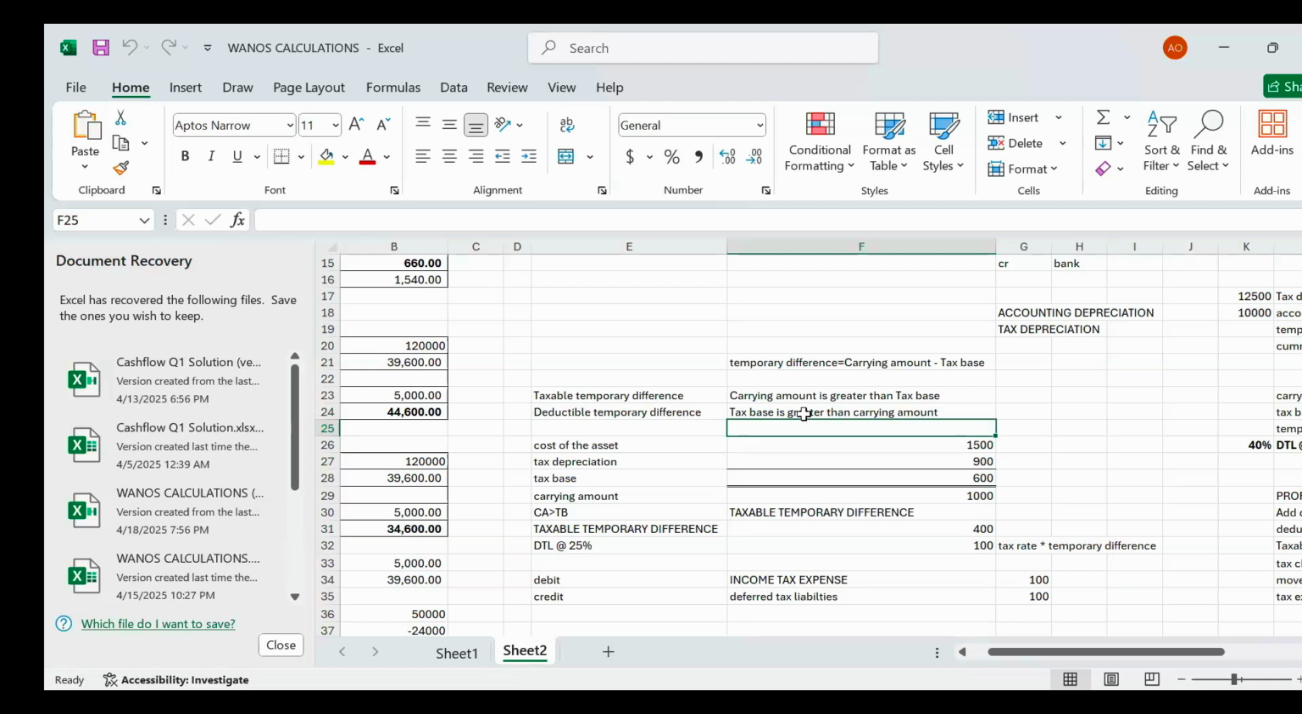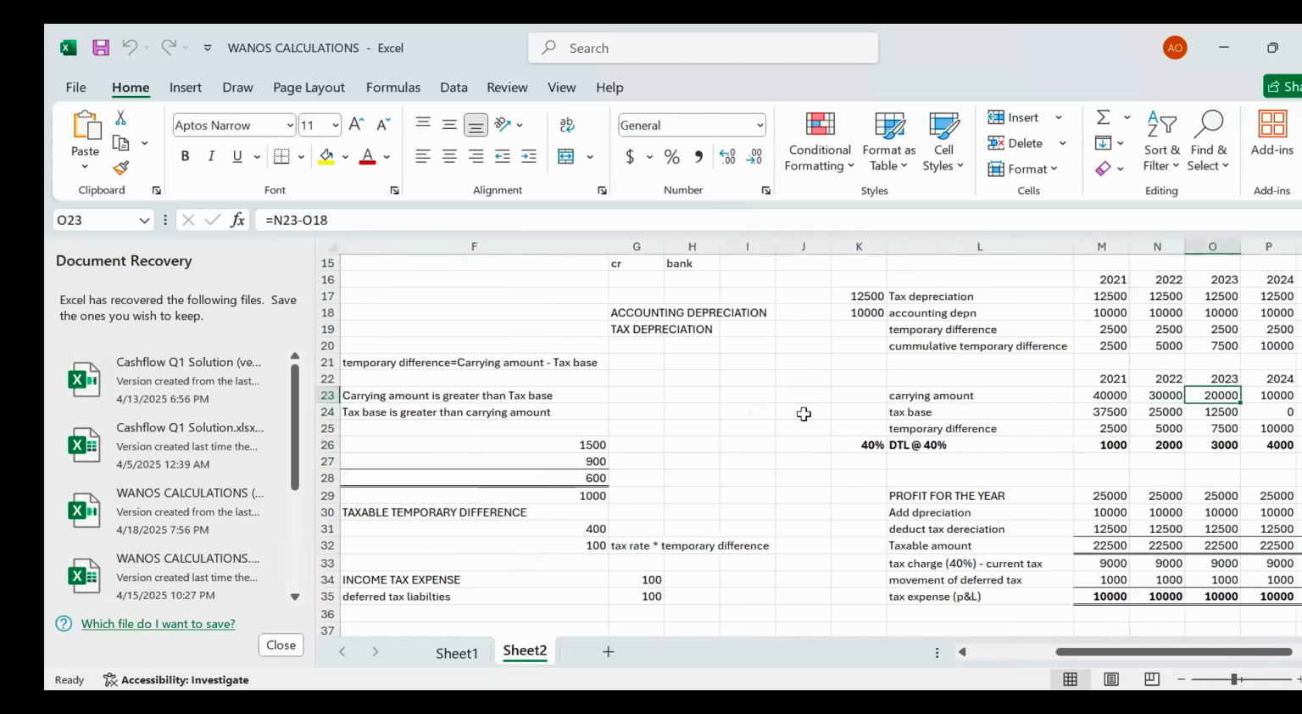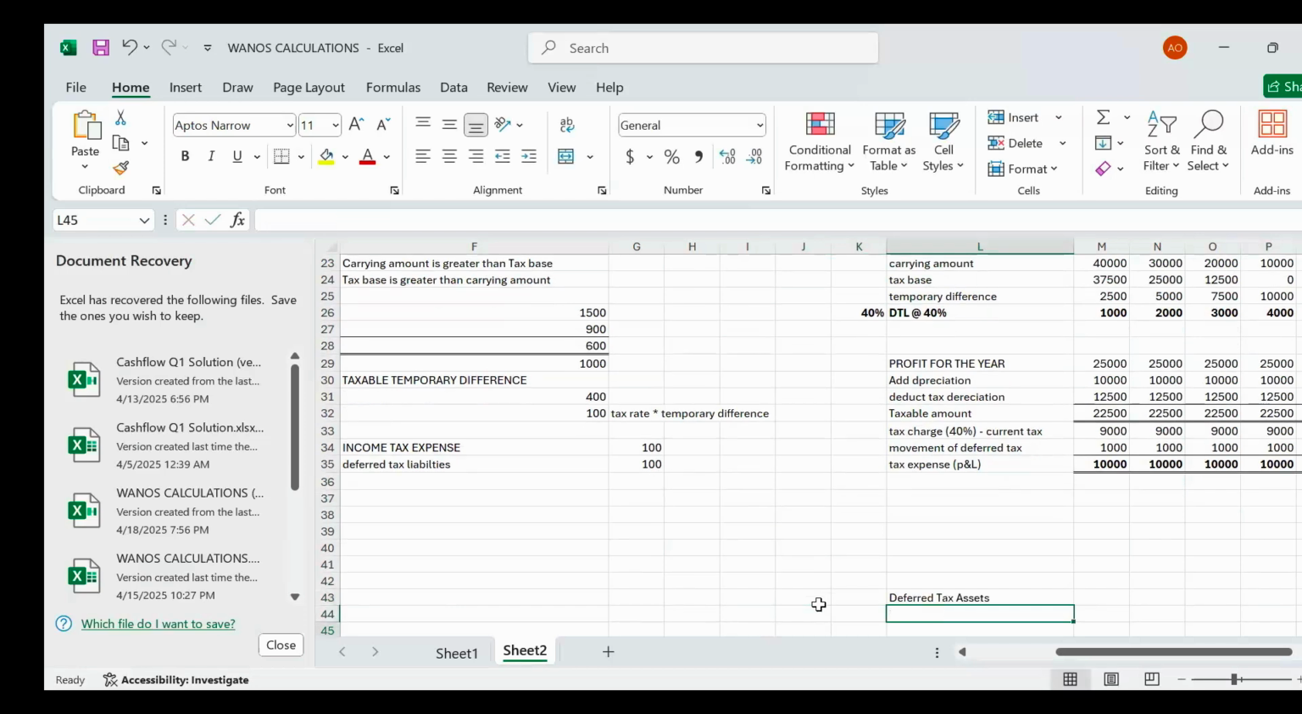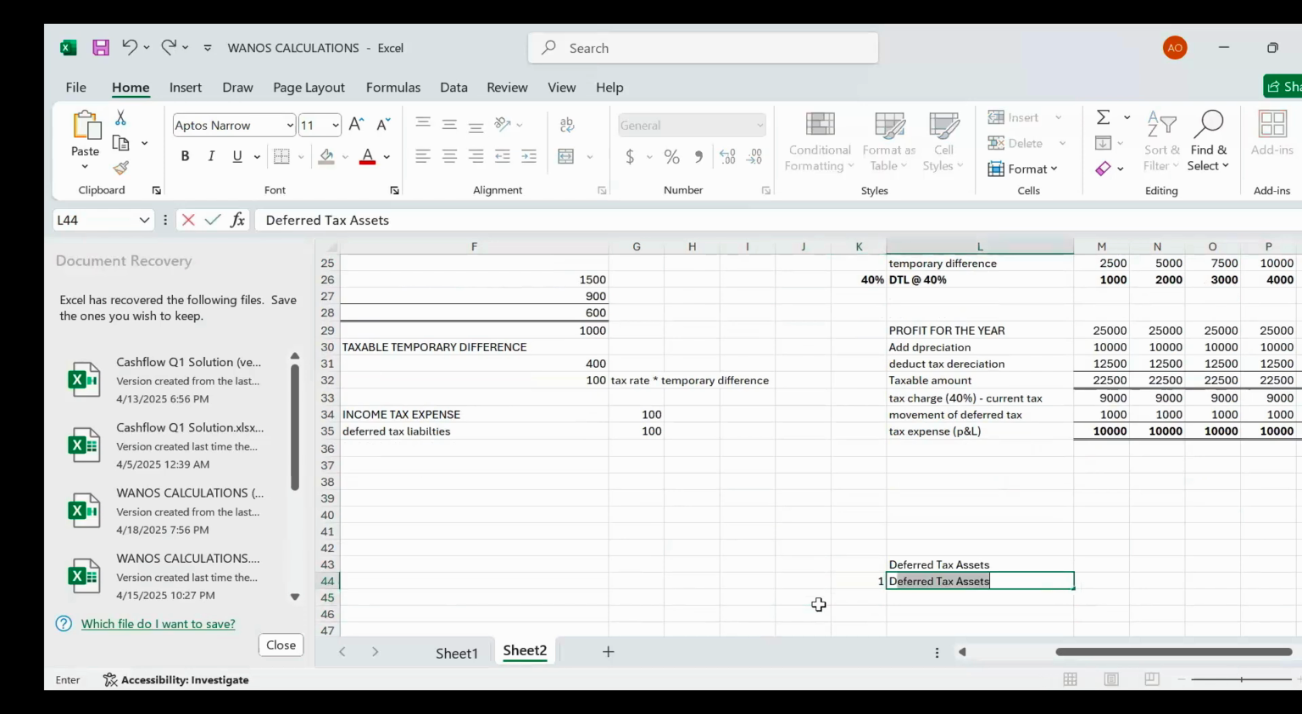Now, deductible temporary difference will usually lead to what is called deferred tax assets. When it is taxable, it will lead you to deferred tax liability. So deferred tax liability occurs when we have a taxable temporary difference. All right. However, when it comes to deferred tax assets, it is not only a deductible temporary difference that will lead you to deferred tax assets. Deferred tax assets can be as a result of three things. Number one is what we just explained now, deductible temporary difference.